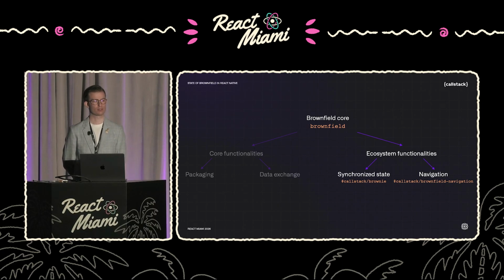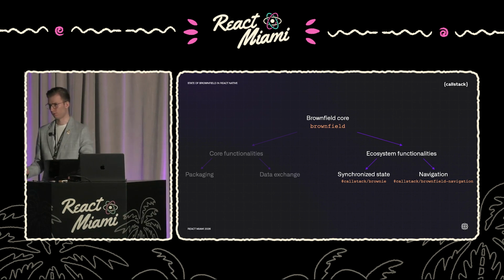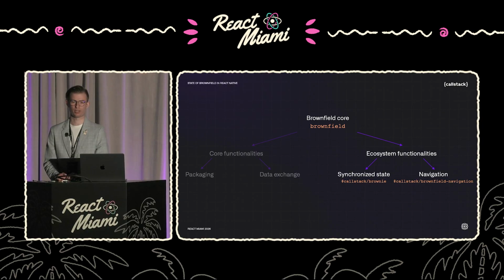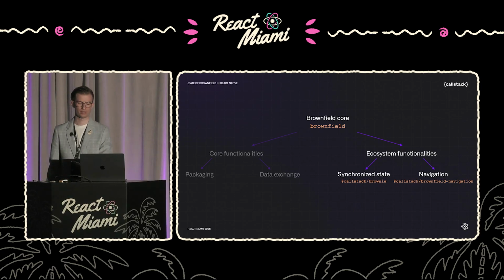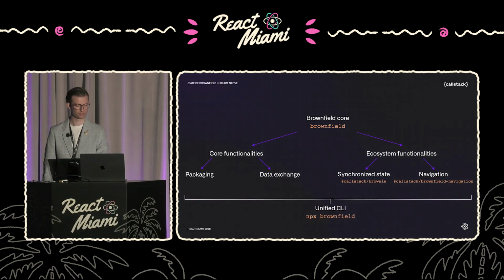For instance, there is @callstack/brownie that provides utilities for synchronized state management. You can define your own data store interfaces, then run the codegen, which generates the native glue code. And finally, you can consume the state on both sides, mutate it, listen to it from both sides. The same applies to navigation, which is in the package @callstack/brownfield-navigation, which allows you to invoke native navigation logic from the React Native world.